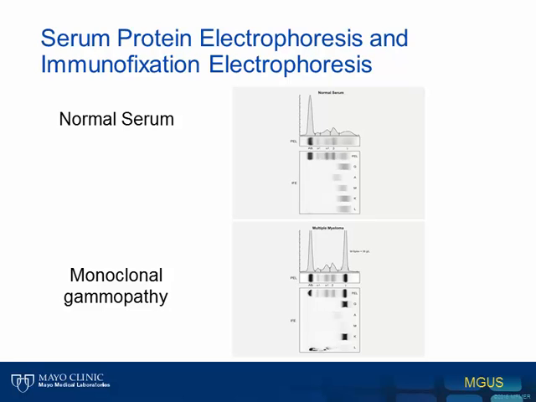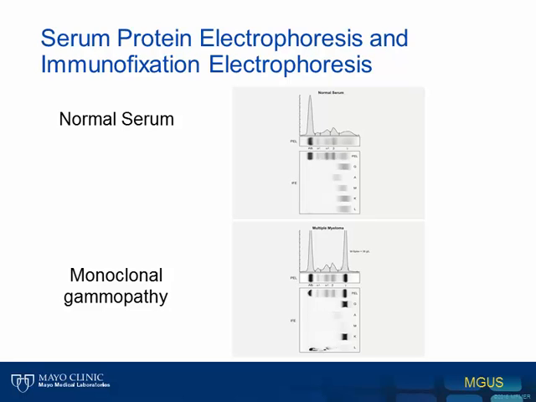In this slide, we see the electrophoretic analysis of a normal serum and a serum from a patient with multiple myeloma. Each panel contains an agarose protein electrophoresis gel, or PEL, and an immunofixation electrophoresis gel, or IFE. The normal serum in the upper panel shows a smooth electrophoretic distribution of the polyclonal immunoglobulins. The lower panel shows a dense band caused by a monoclonal IgG kappa protein. The protein electrophoretic quantitation indicates an M spike of 3.8 grams per deciliter.